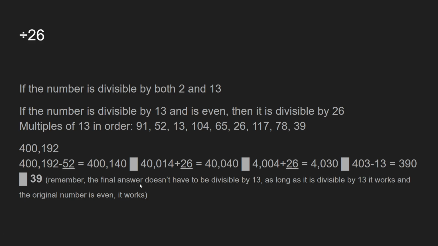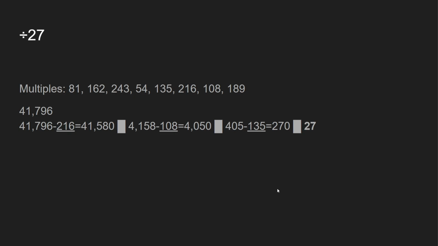And as I say right here, this number here obviously is not divisible by 26, but it doesn't matter because what matters is that it's divisible by 13 and it's even. So divisibility by 27 here again. Divisibility by 28. I didn't even show an example because I'm just like, you get it at this point. I want to move on to more interesting stuff. So a number is divisible by 28 if it's divisible by both 7 and 4.